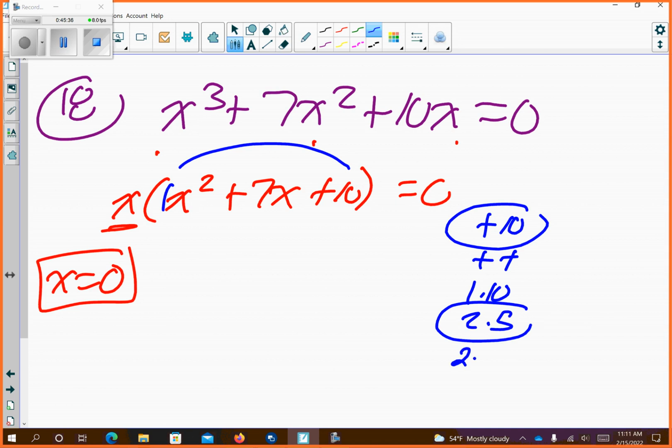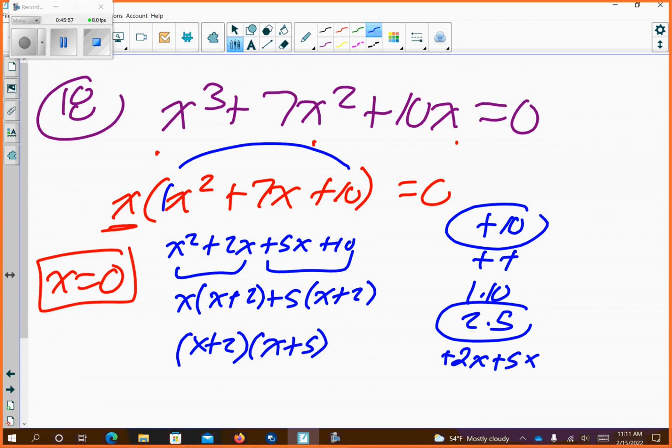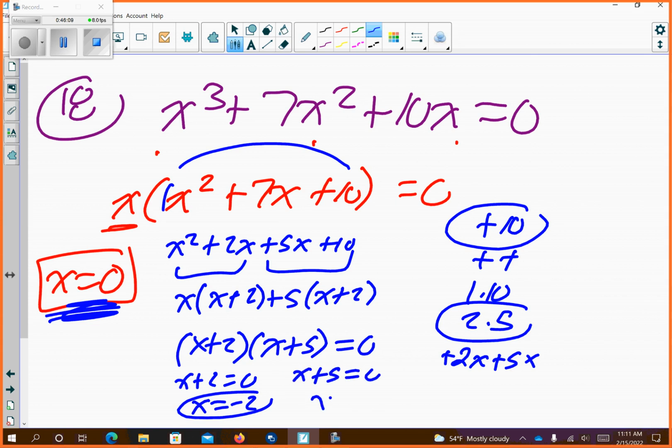So I'm going to have 2x plus 5x. So I'm going to get x squared plus 2x plus 5x plus 10. Factor out an x, so I get x from x plus 2. Factor out a positive 5. It gives me x plus 2. So then I have x plus 2 and x plus 5. Remember, we're setting those equal to 0. So remember, this is one of my answers. I already solved one of my answers. So x plus 2 equals 0. Subtract 2, I get that. x plus 5. Subtract 5 from both sides.